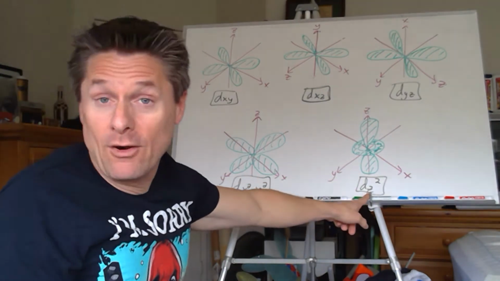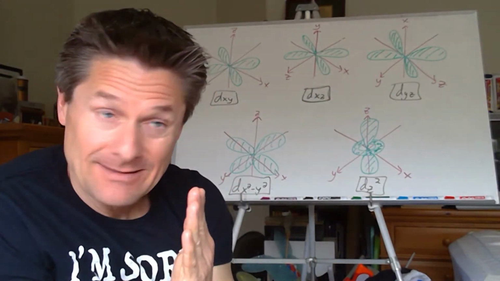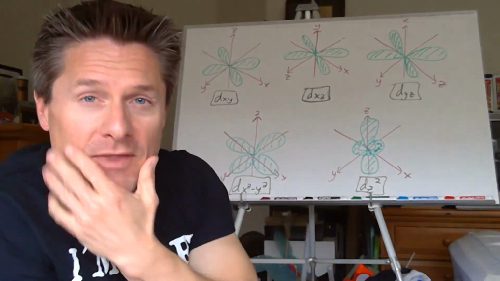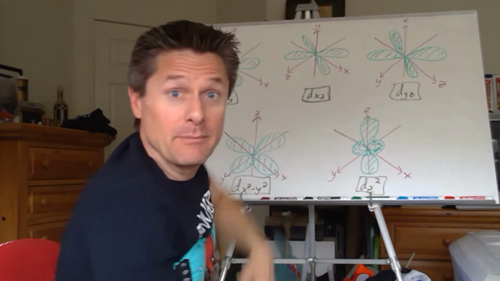The dz squared orbital has 2 lobes pointing on the z-axis with the little donut. We're not worried about that donut, we're worried about those lobes, right? So if ligands come in along the z-axis, that's going to be really repulsive.